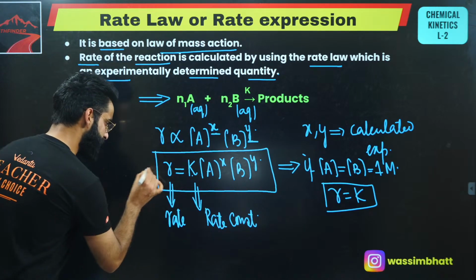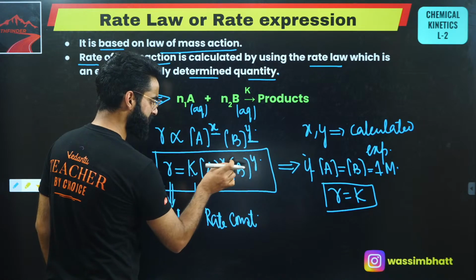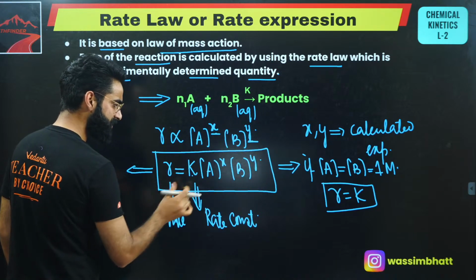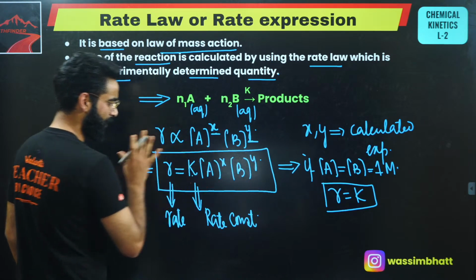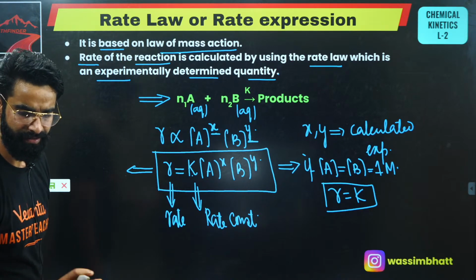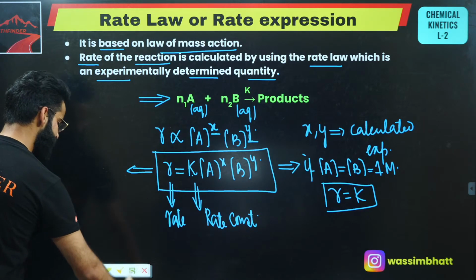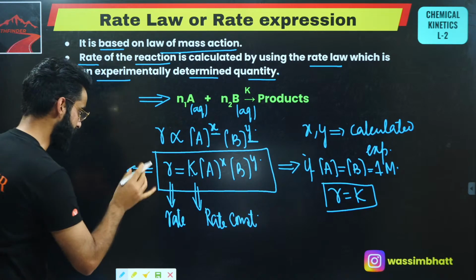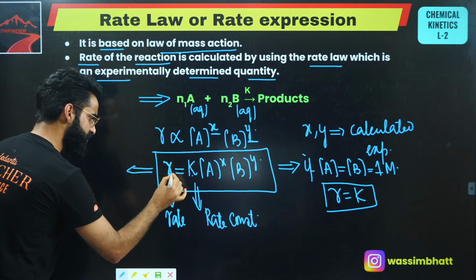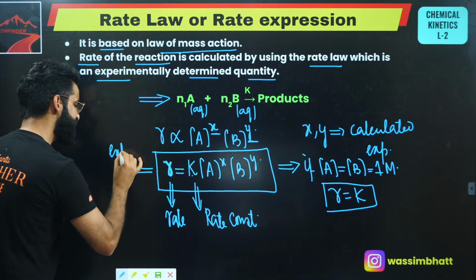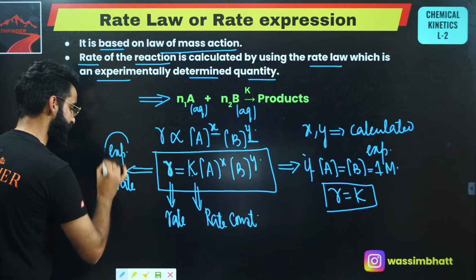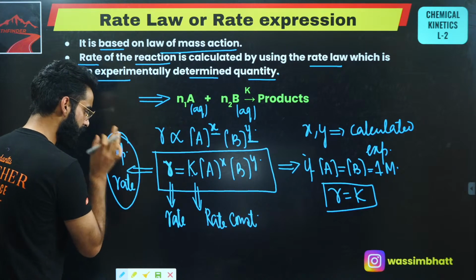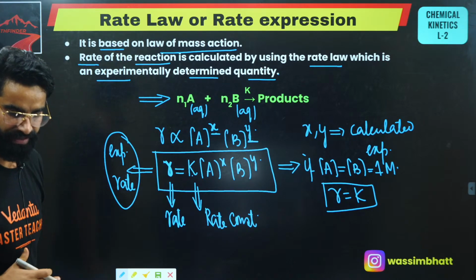First thing, this is what I call the rate law. If I use the stoichiometric coefficients, the powers N1 and N2, I'll call this the law of mass action, but here I'm using the powers X and Y, so I'll call this the rate law. Whatever rate of reaction comes out from this equation is what we call the experimental rate, the experimentally determined rate. Whenever you calculate the rate of reaction using the rate law, whatever value you get is the experimentally determined rate.